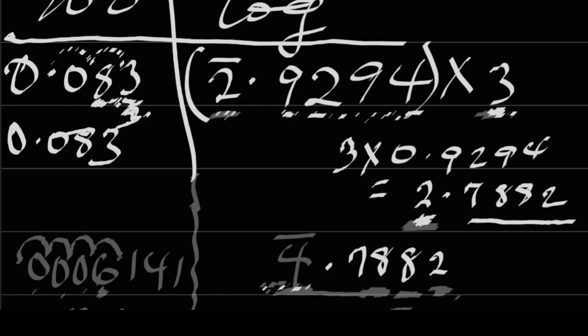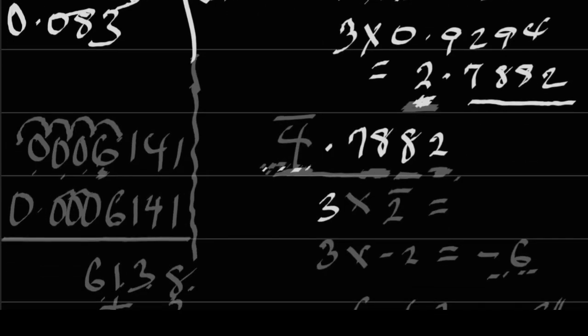Now let's do the other part of the multiplication. This 3 will multiply this very number, that is, this 3 will multiply this bar 2. And what's the meaning of bar 2? Bar 2 means minus 2. That is, 3 is multiplying minus 2. That will give us minus 6.